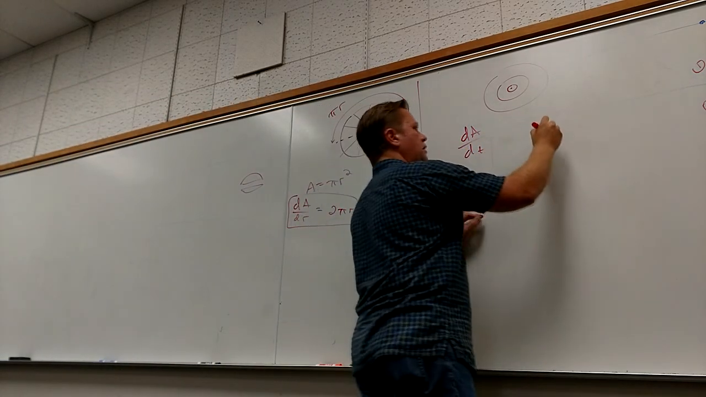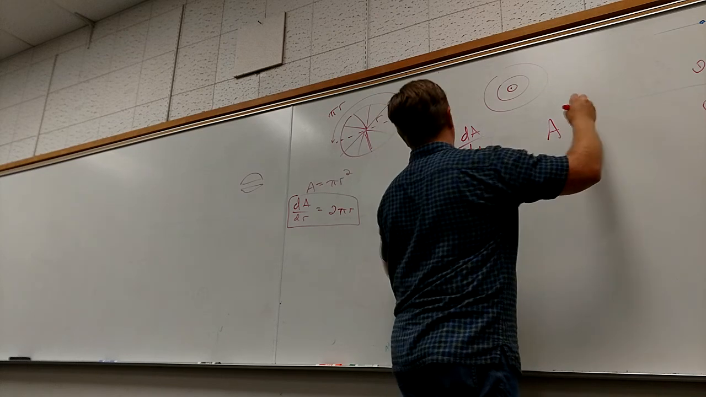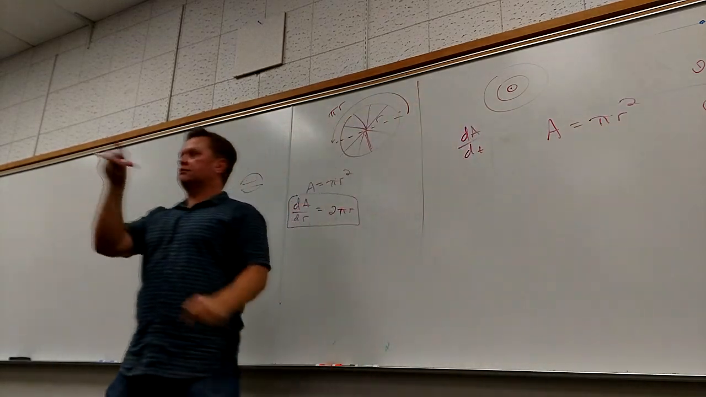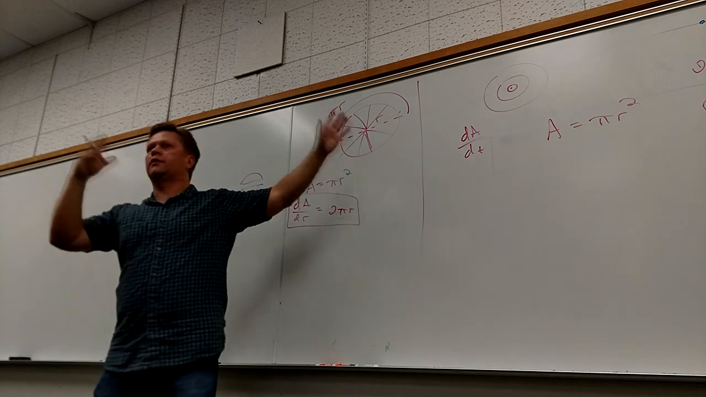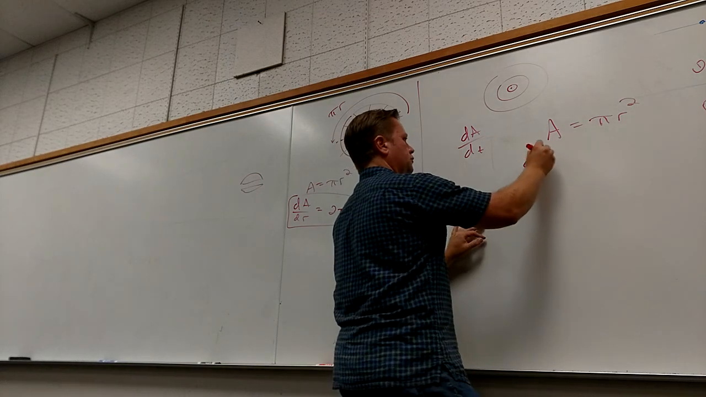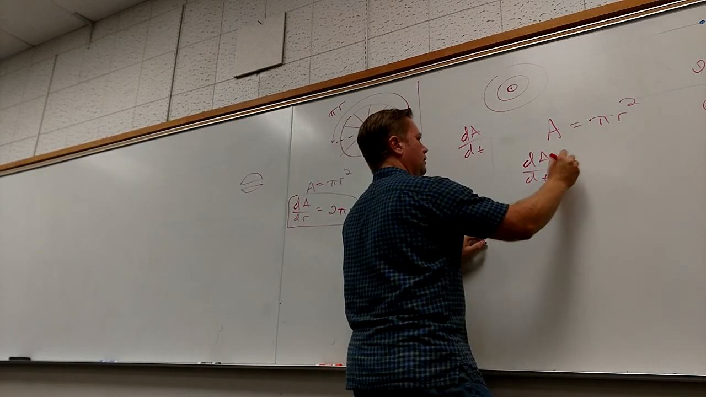So what is it going to depend on? Well, area is pi r squared. What do I take the derivative of both sides with respect to, to get what I'm curious about? Obviously with respect to t. So what happens if I do that? I'll do this side.